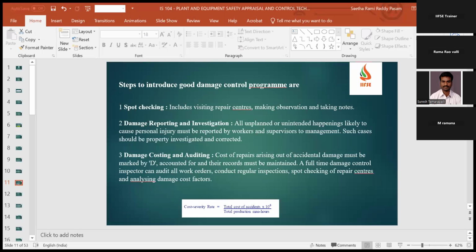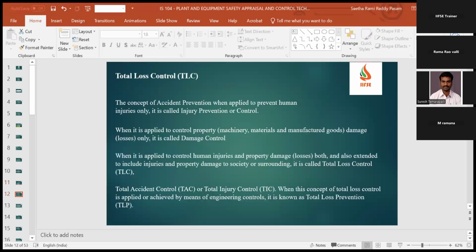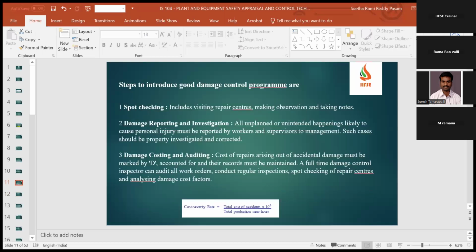When we say cost severity rate, it is equal to the total cost of the accidents times 1 million divided by total production man hours. So here we will get the cost severity, how severe these cases are. Okay. I have not seen any companies doing such damage control. They simply account the repair cost or maintenance cost, etc.